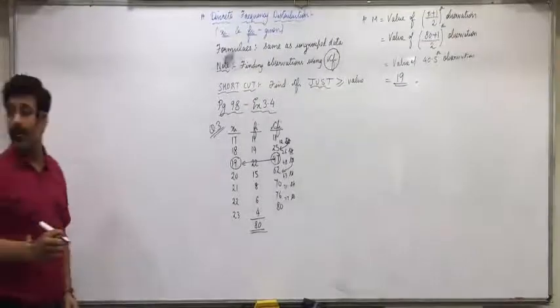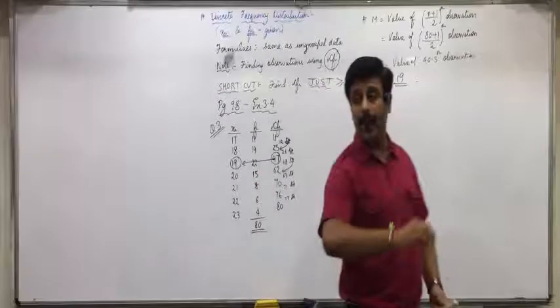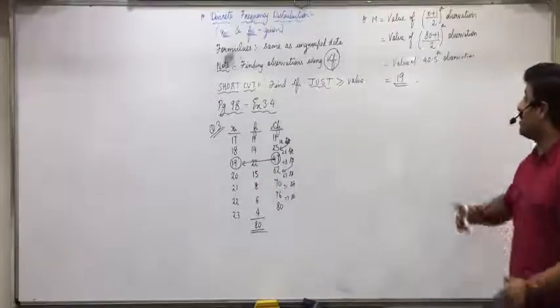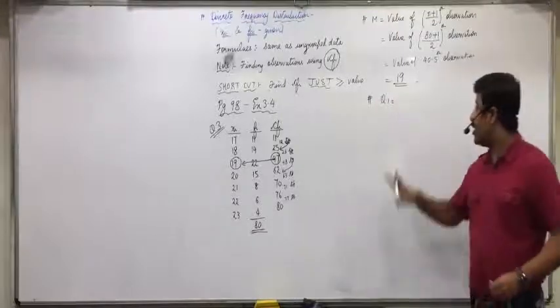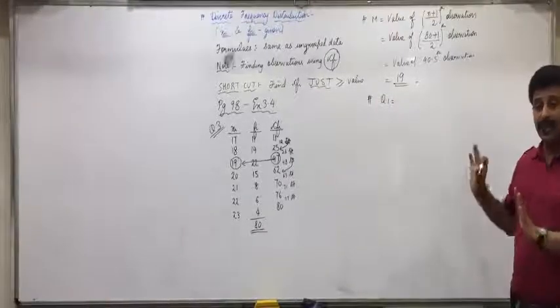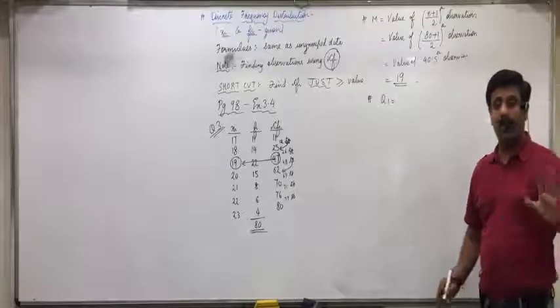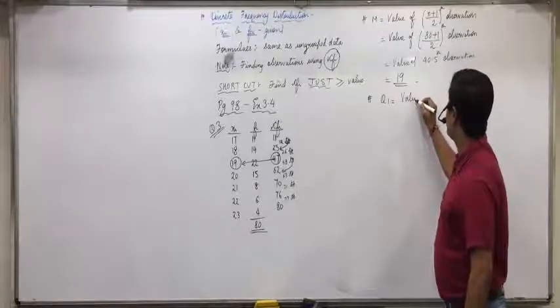Understood this? Now, what is asked after median? Q1. Did you write this 19? And is everyone clear how this 19 is obtained? Now Q1, write down the value of.